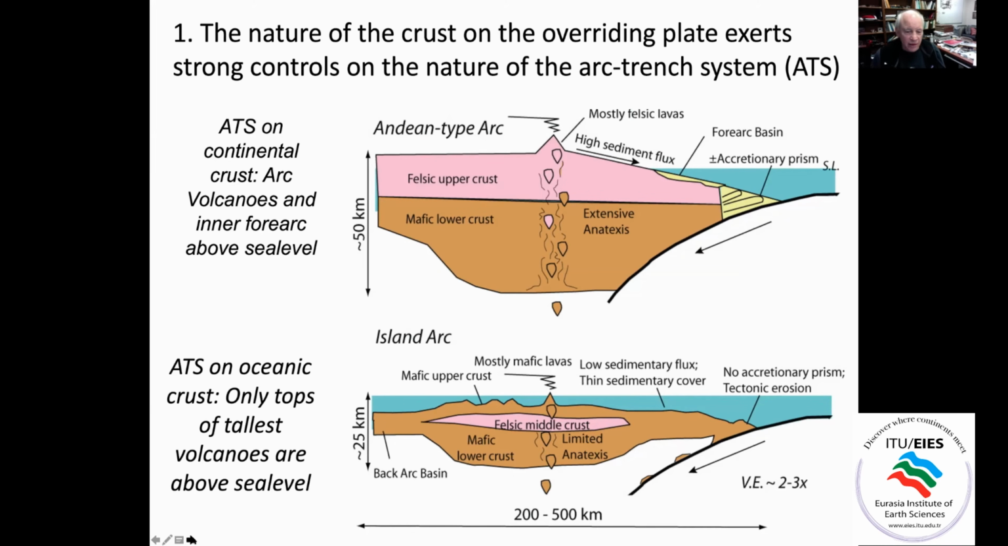downgoing plate. In contrast, oceanic ATS systems on oceanic crust, only the tops of the tallest volcanoes are above sea level. The crust is thicker. You tend to have more mafic magmas. You have a low sediment flux, thin sedimentary cover, and often no accretionary prism. Instead, tectonic erosion dominates the forearc region.